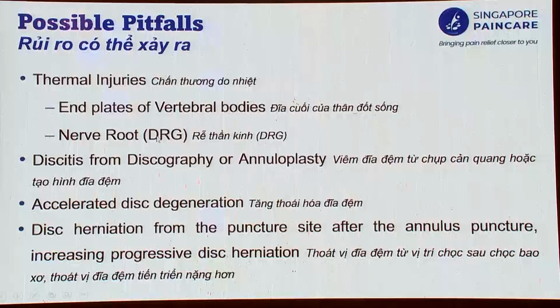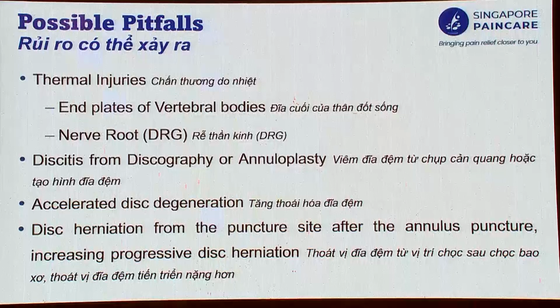You also can get discitis. It's no different from a discogram, which is about 1 to 2% chance of having discitis from annuloplasty or discography. There has always been a theoretical so-called possibility that there is an accelerated disc degeneration. And last but not least, is there a possibility, another theoretical possibility that there's disc herniation from the puncture site from within the annulus itself?